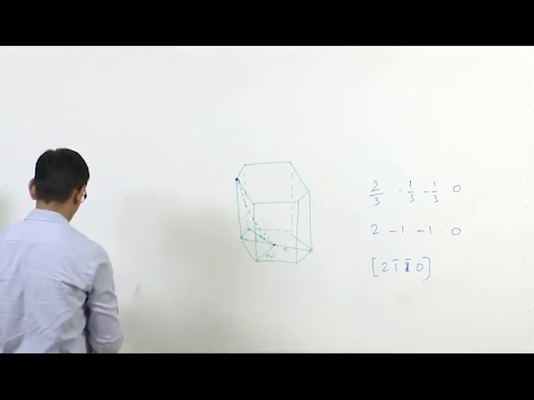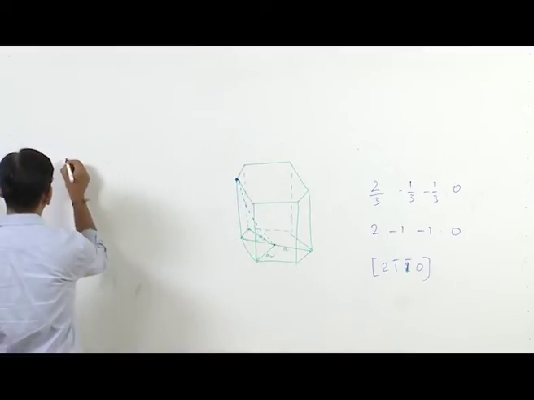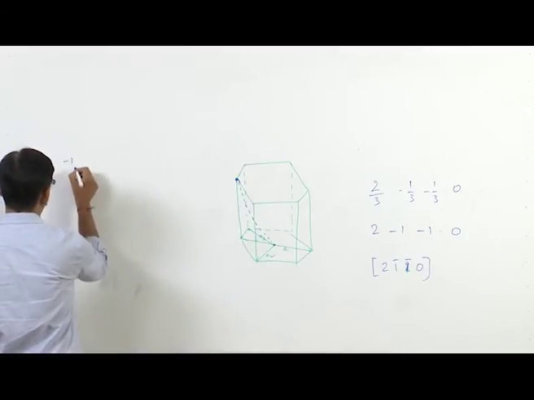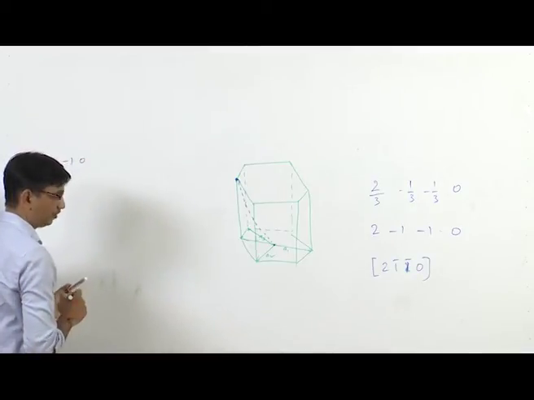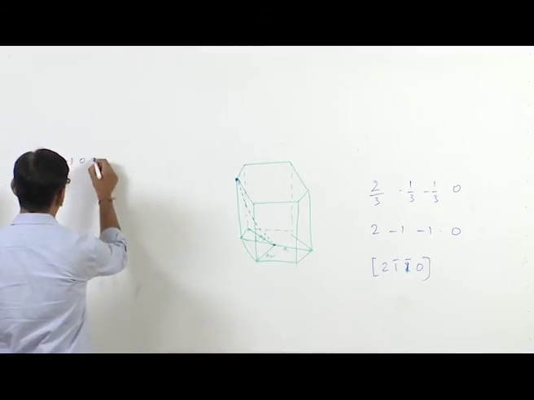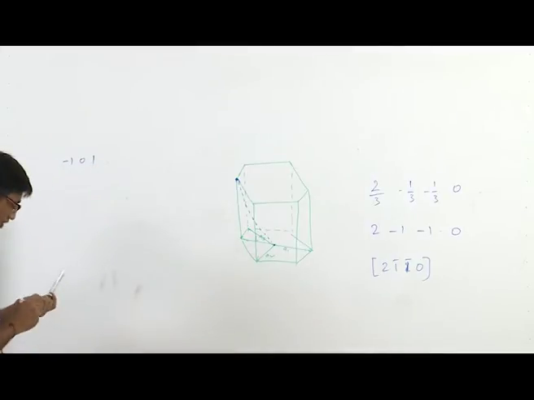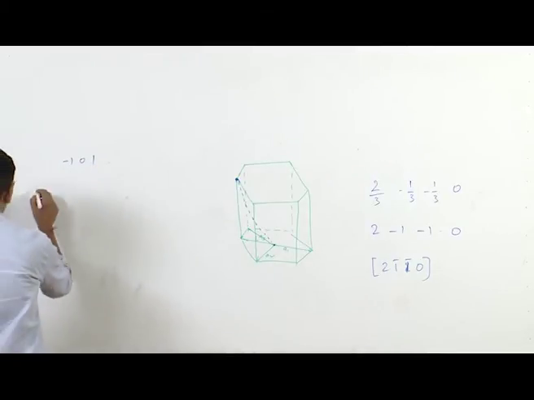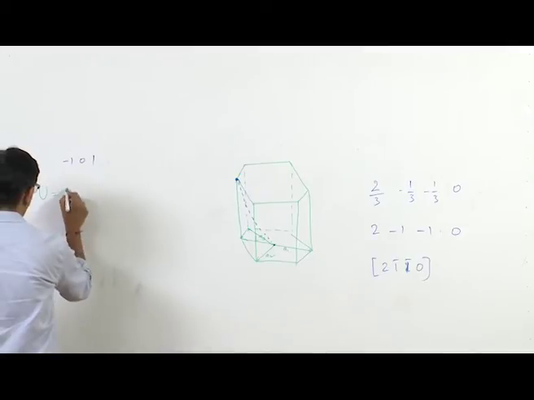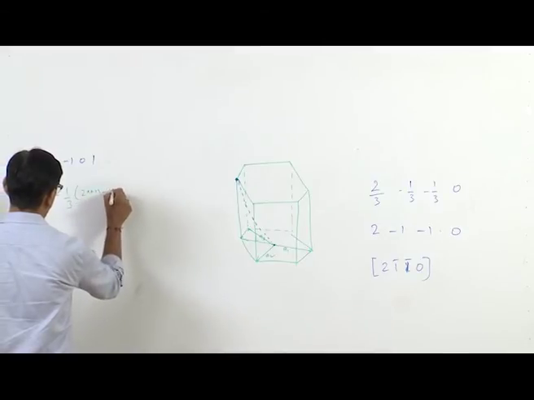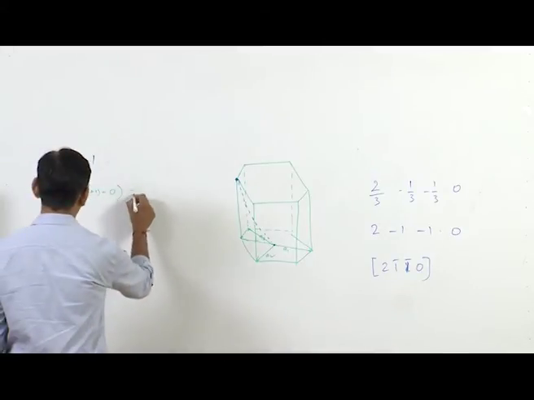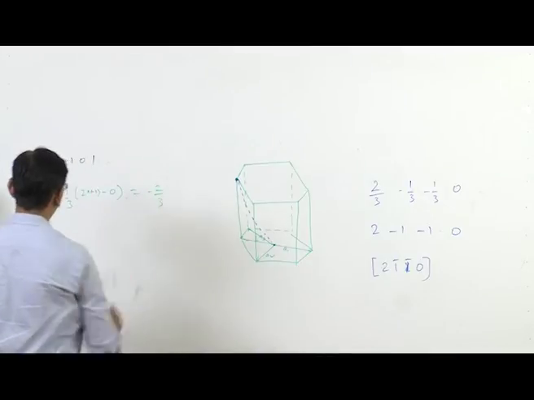So, in the 3 indexing system, I will write this particular direction as minus 1, nothing in A2 so 0, and in C it is 1. Okay. So, again we will do the calculation. So, u is 1 by 3 times (2u minus v), which is 2 times minus 1 minus 0, that comes to minus 2 by 3.